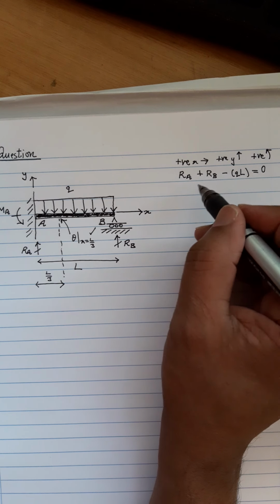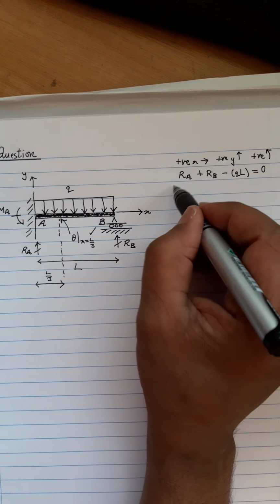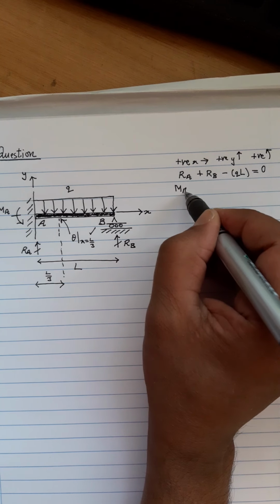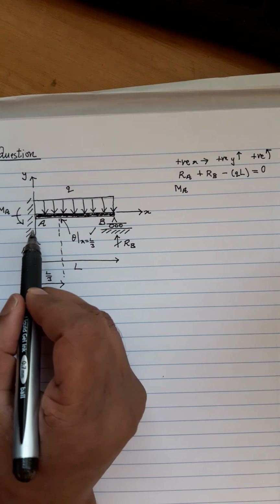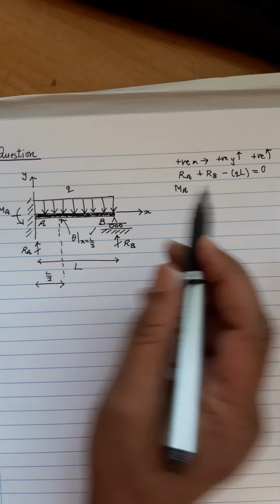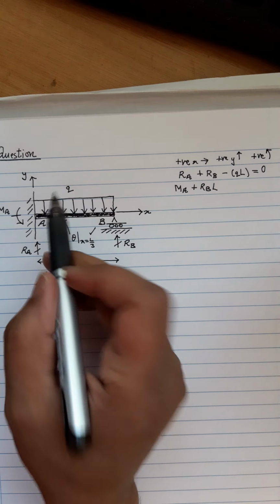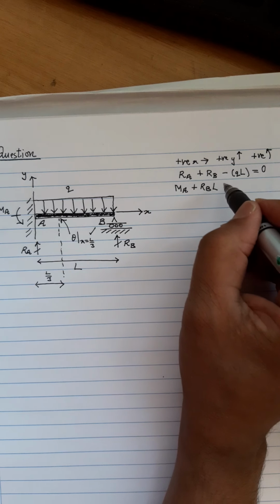Add up the moments, make things easy. Sum of moments at point A is 0. M_A is there. R_A doesn't contribute anything. Anti-clockwise, R_B. And then the UDL would be in the clockwise direction.